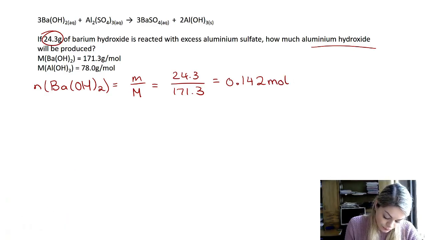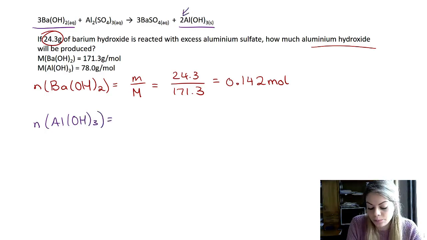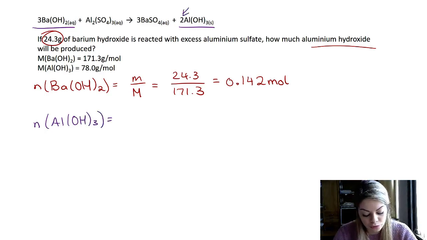Now, the number of moles of aluminium hydroxide is what we're interested in, so we've got that so far. The number of moles of aluminium hydroxide. So the ratio is a little bit different here. I can't just times by 2, because for every 3 barium hydroxides that I react, I get 2 aluminium hydroxides. So the ratio is a little bit different.